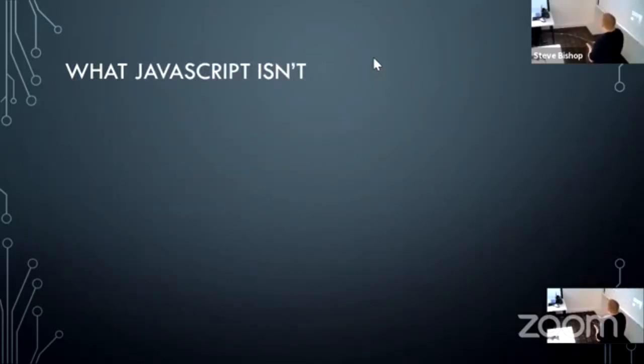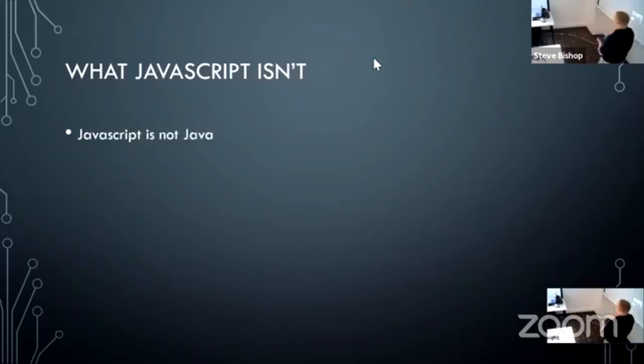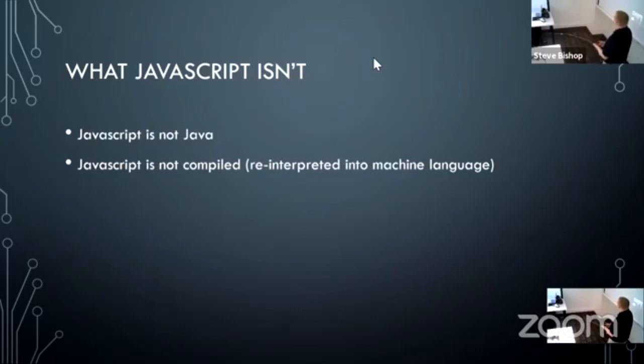So what JavaScript is not: it's not Java. I'm sure you've probably heard that already. If you've heard anything about JavaScript, the first thing people complain about is, it's not Java, okay? JavaScript is not compiled. The thing we were talking about with, I've forgotten who it is. Grace Hopper. Grace Hopper, thank you very much. Grace Hopper invented the compiler. JavaScript is not compiled. It's actually interpreted by the browser.